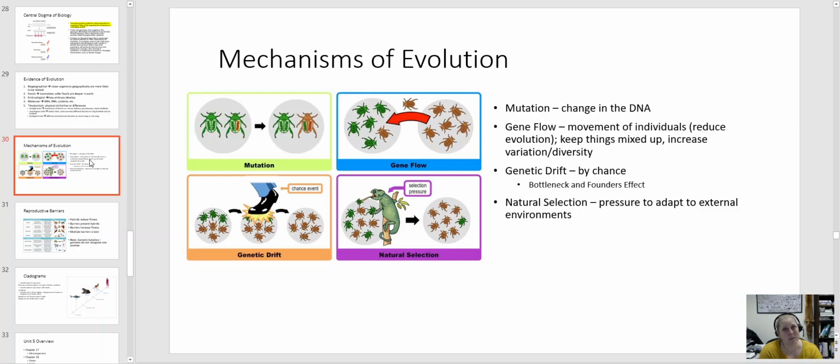Gene flow is the movement of individuals from one population to another, and it can reduce or increase evolutionary changes depending. Genetic drift is by chance. Everyone is equally susceptible to those risks. And then natural selection is a pressure, and that includes sexual selection where the pressure is the choice of mates.